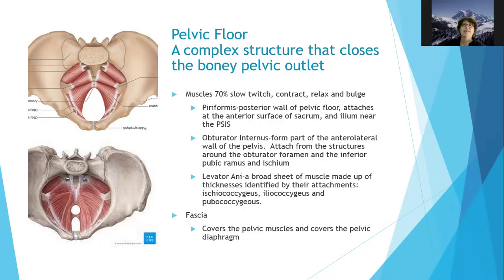The levator ani is a broad sheet of muscles made up of thicknesses identified by their attachments. So the ischial coccygeus attaches from the ischium to the coccyx. You get the idea. The fascia covers the pelvic muscles and covers the pelvic diaphragm. So the fascia kind of connects it all together, and they all work together in a system, but it's not an isolated system. It works together with other muscles.